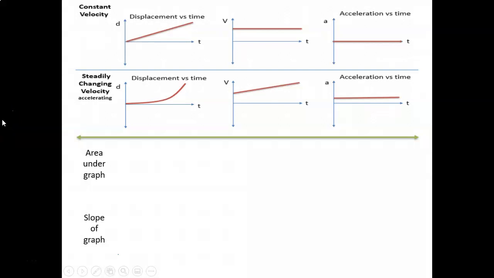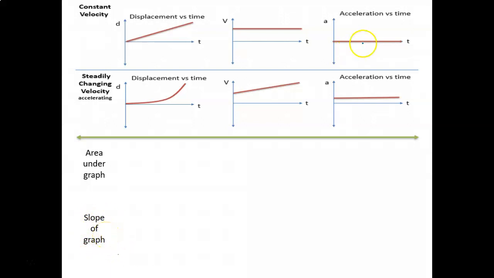Hi class. Today we want to talk about two things, area under the graph and slope of the graph. We're talking about our two basic motions: constant velocity graphs, where our velocity is consistent and steady over time, unchanging, staying at the exact same level, or steadily changing velocity, where our velocity is increasing or decreasing. And we want to talk about a couple of things. What does the area under a graph represent, and what does the slope of a graph represent?